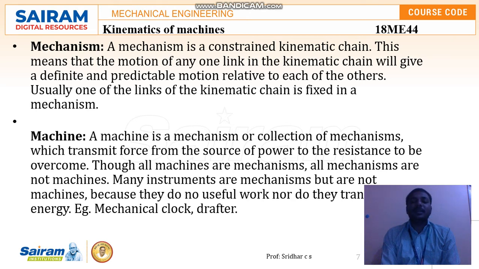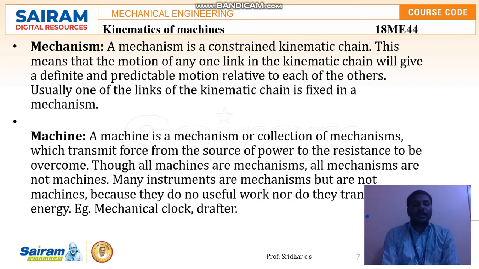Similarly, one kinematic chain is fixed in order to transmit motion in any mechanism. As you know, we can transmit motion from linear to oscillating, oscillating to reciprocating, or reciprocating to rotary, like this. If I want to transmit motion in any mechanism, at least one link should be fixed. Here one kinematic chain is fixed in the mechanism. This is what we can consider a mechanism.